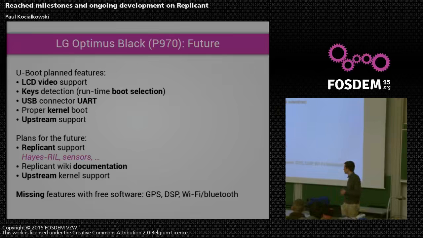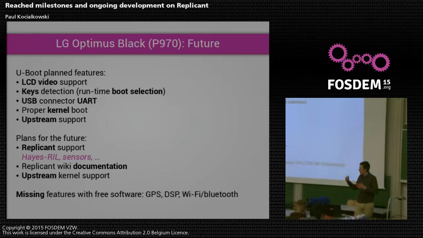And obviously I'm going to add Replicant support for it. The challenges will be to add real support and sensors. I'm going obviously to document all of what I did on the Replicant wiki, which I didn't do yet because I was very busy, and have maybe upstream kernel support at some point. That would be nice, why not? Not so many phones run upstream Linux, so that's an occasion to do it, why not?